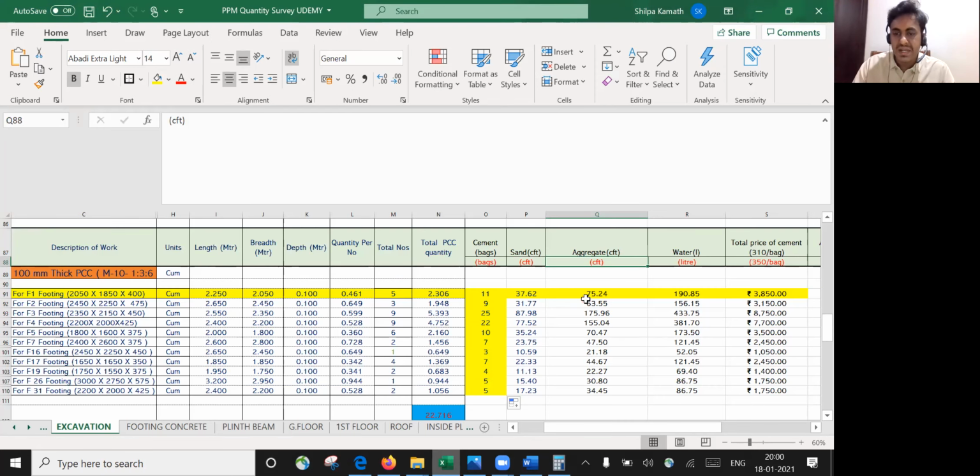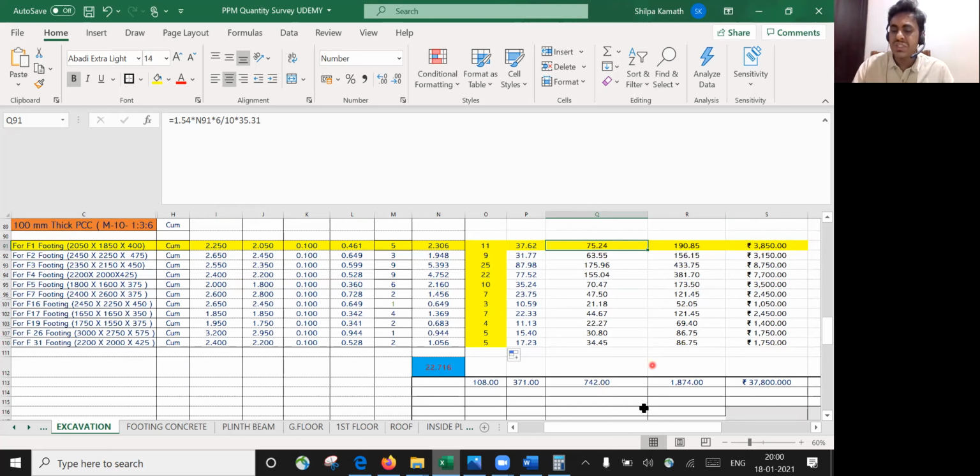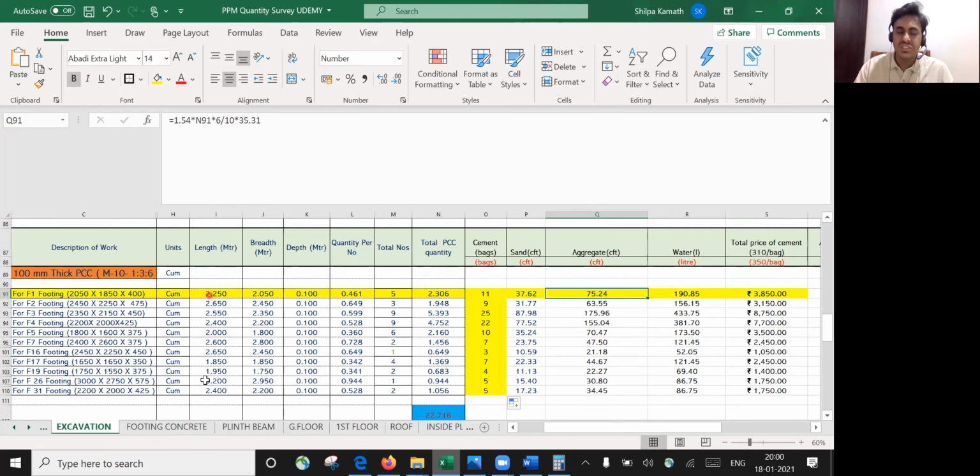Yeah. So again it is 1.54 into 2.306 into, this time you have to take 6 because 6 is the coarse aggregate quantity as a ratio for that. So multiply this by 6, divide by 10 will remain constant because 1 plus 3 plus 6 is 10, and multiply this by 35.31. You are going to get the coarse aggregate quantity. Try to drag everything, you'll get the total coarse aggregate. You require 742 cubic feet of the coarse aggregate for this PCC to happen.